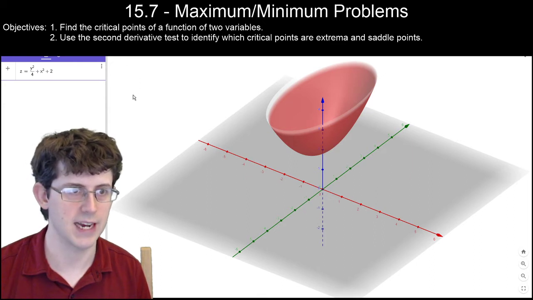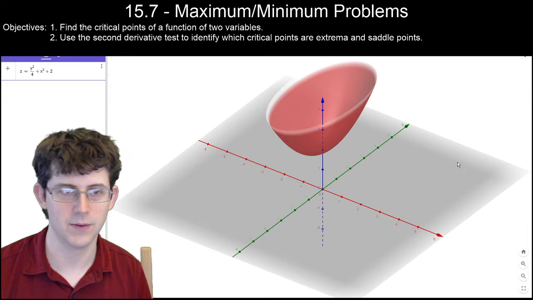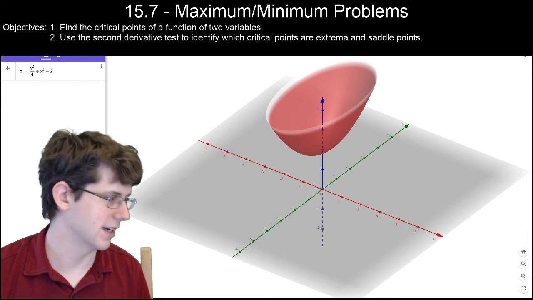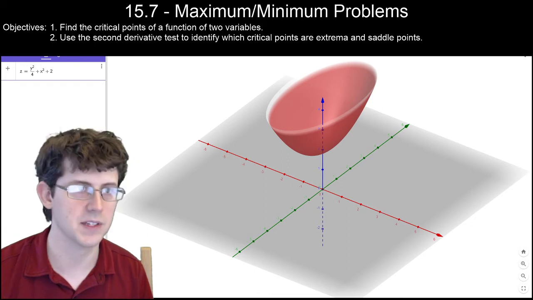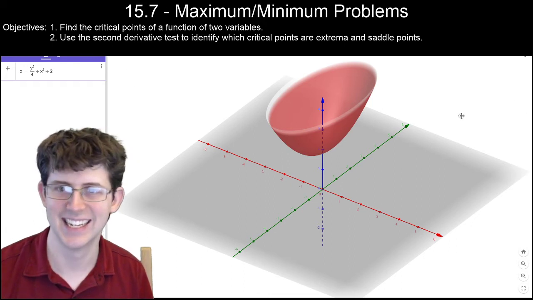Where's the page of the notes that has a box and says how the second derivative test works? Oh, it was the page I was on. Sorry.